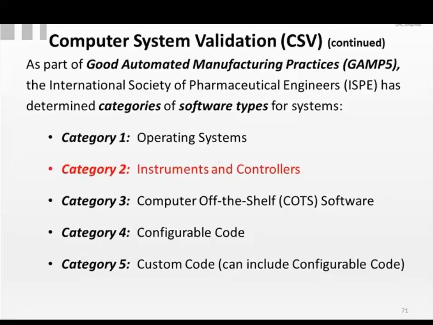So category 1 is your operating systems, database software, things that are very heavily road tested throughout industry and really only require you to do an installation qualification, making sure it's installed according to instructions and capturing that information as you're doing it. Category 2 was eliminated when they went from GAMP4 to 5. Category 3 is off-the-shelf products you use as is.